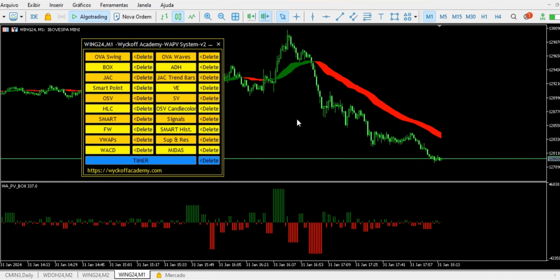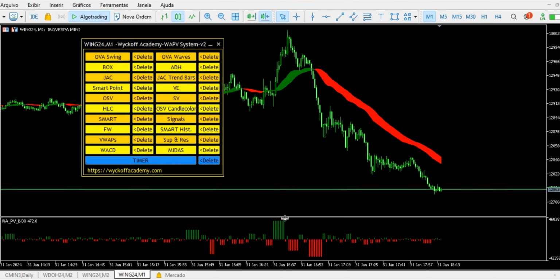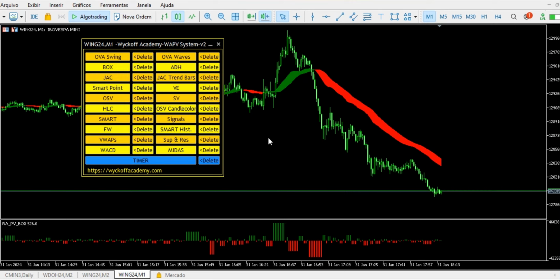Our next tool is a trend tracker. There are a few ways to follow the price, and one of them is using a trend tracker. Ours has a very high level of accuracy in relation to pullbacks. Its reading is very simple. When it is green, the market is in an upward trend. When it is red, the market is in a downward trend.